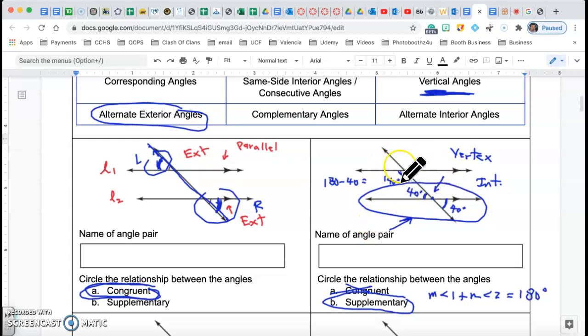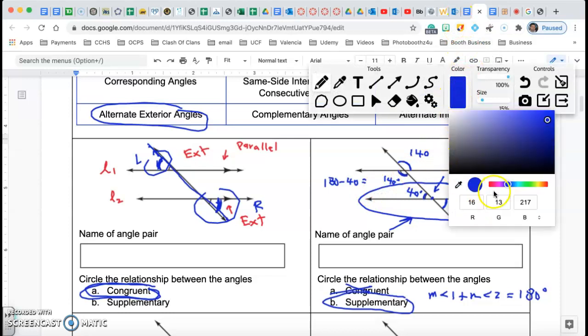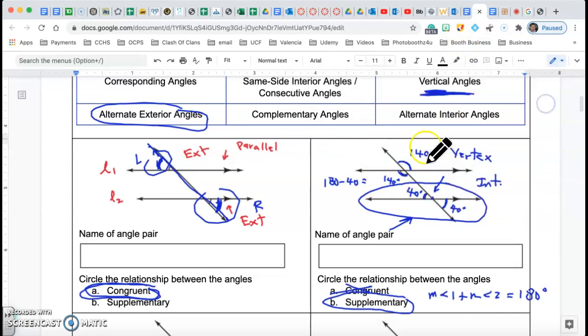Let's look at the top. This is 140. This is 140. They're vertical angles. That's the reason. Okay. One more thing. Because I don't want to skip into the figures, I'm going to explain all the angles right here. So let's look at this 40. Okay. Let's look at this angle.